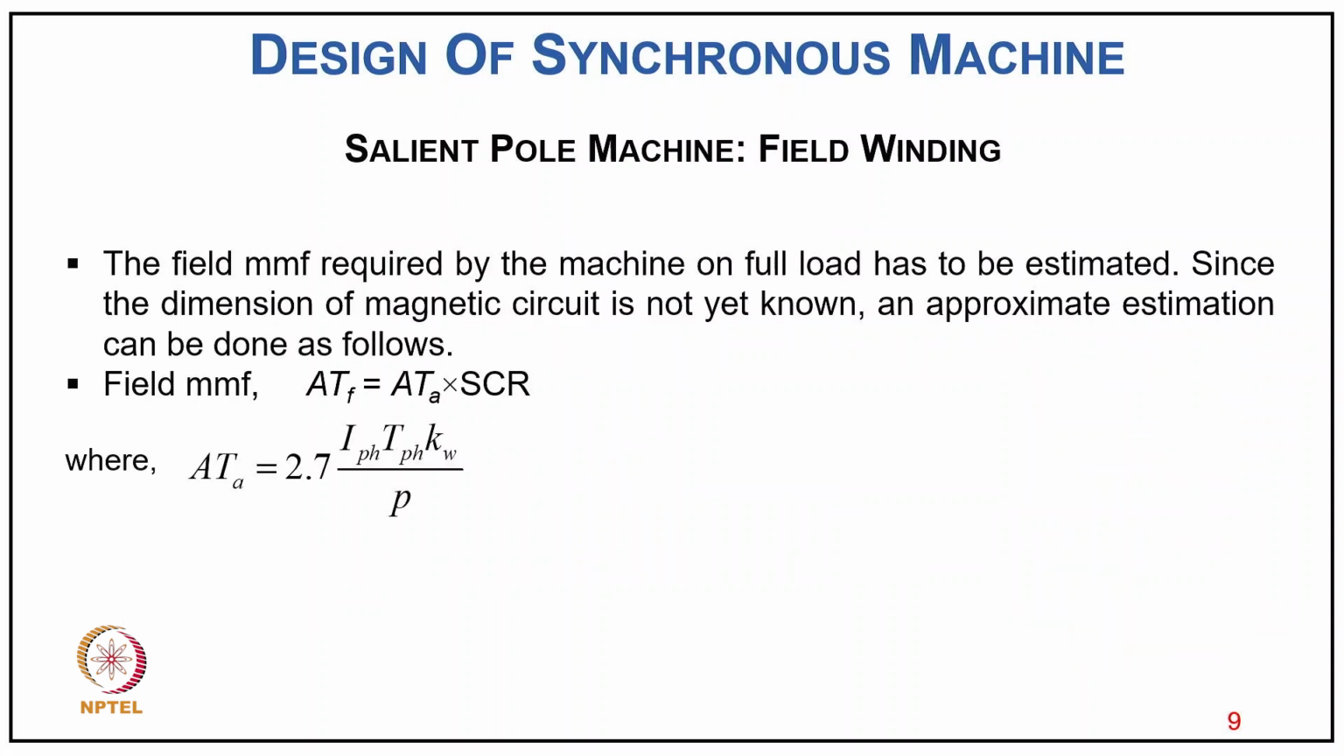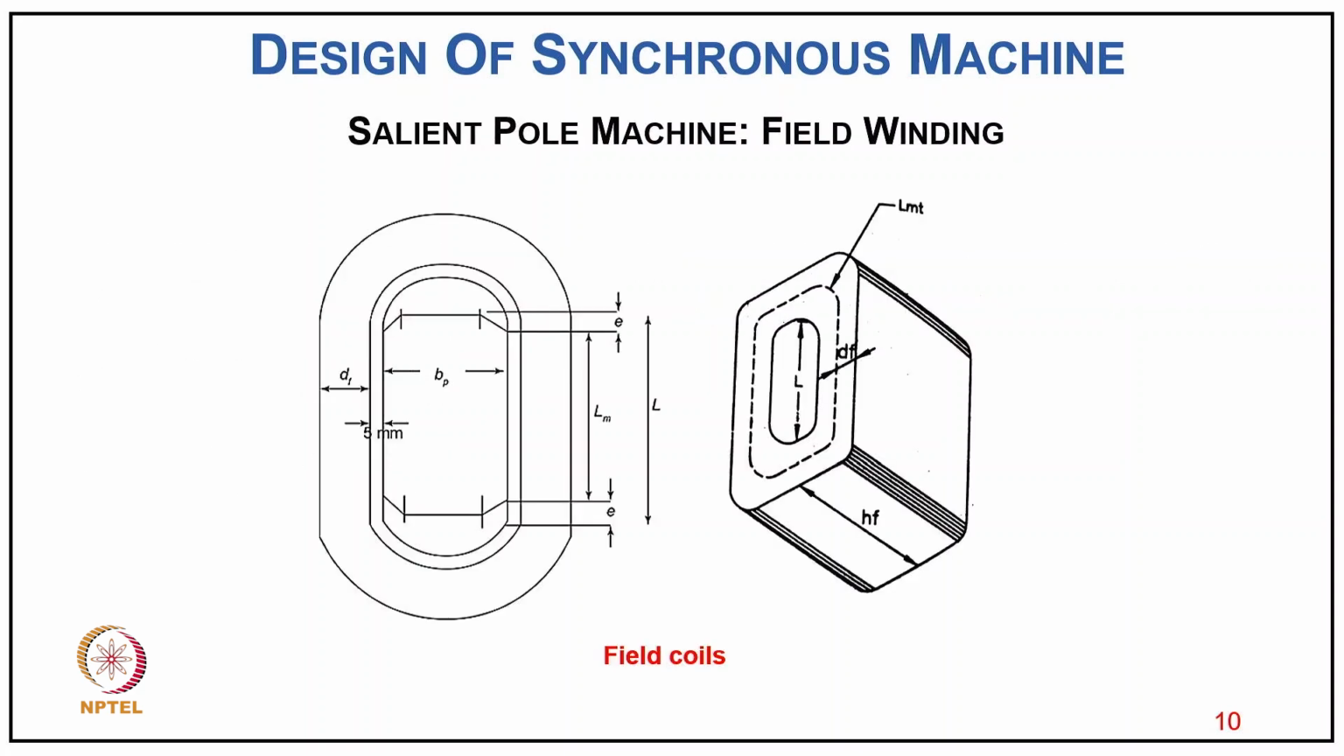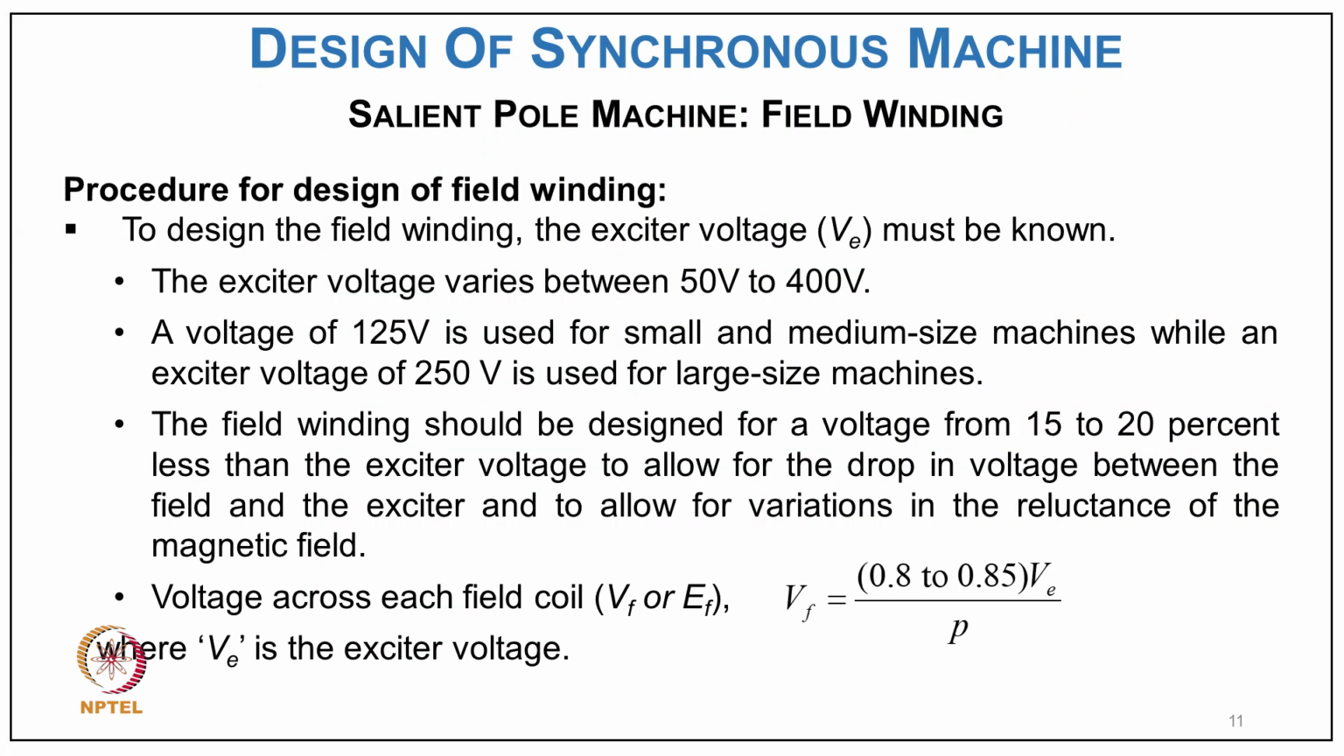So the field MMF required by the machine on full load has to be estimated. Since the dimensions of the magnetic circuit are not yet known, an approximate estimation can be done as follows. So field MMF, we already considered that ATF equals ATA into SCR, where ATA is equal to 2.7 I PH and TPH into KW upon P, and typically you can see the field coil structure, how it should look for the salient pole machine.